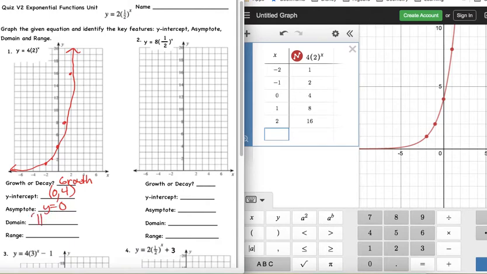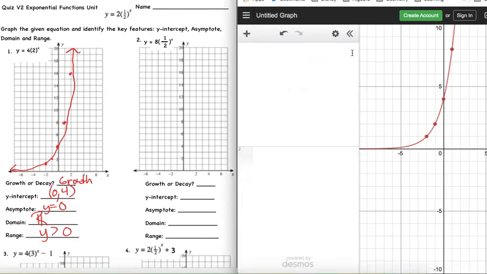The domain is all real numbers. I'm going to use the super R for that. And the range is going to be y greater than whatever your asymptote value is. So y greater than 0. Not equal to it, just greater than. So we're going to look at the next one. So I'm going to go over here, get rid of that.